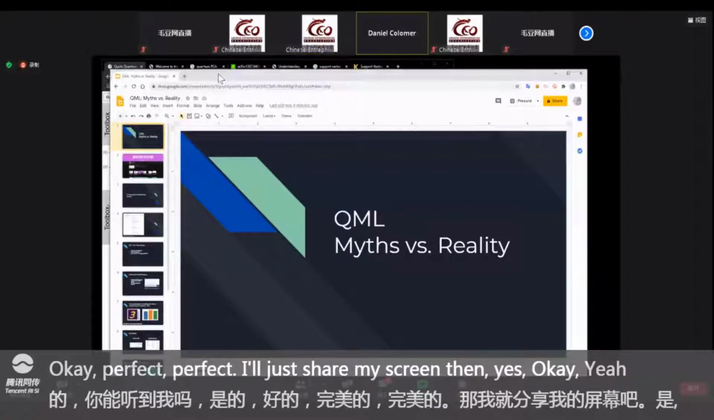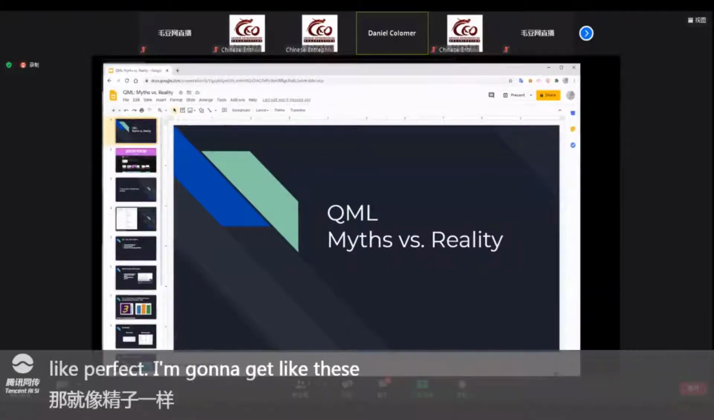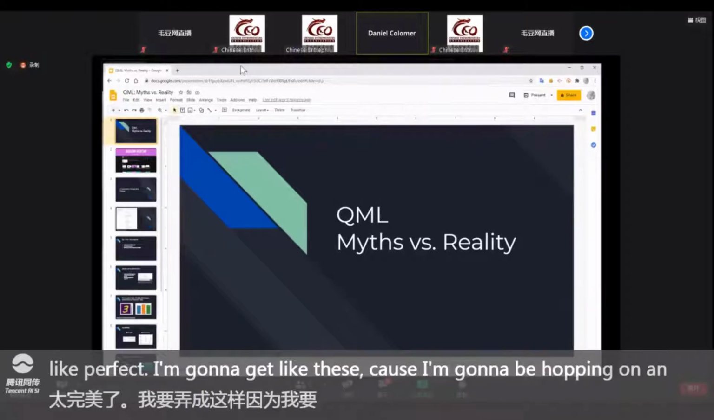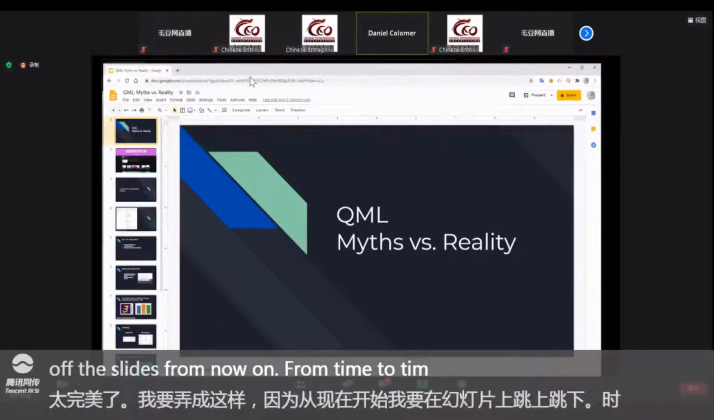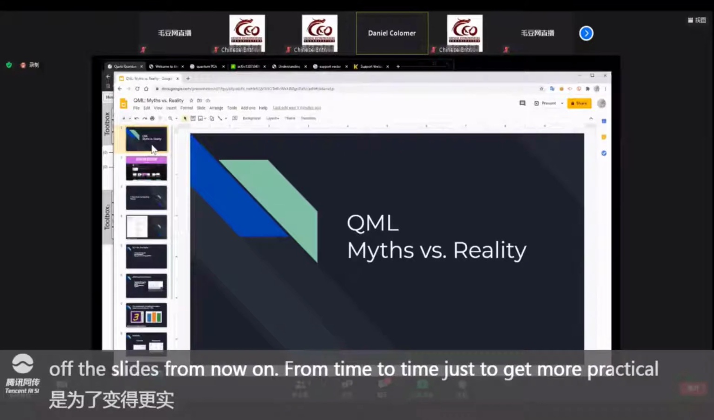The slides. Perfect. I'm going to keep it like this because we're going to be hopping on and off the slides from time to time, just to get a bit more practical. But yeah, thanks for the introduction.